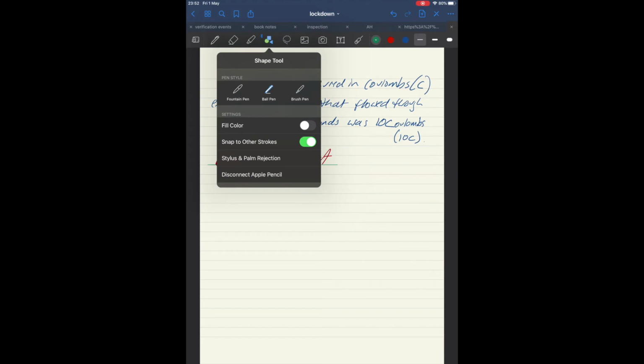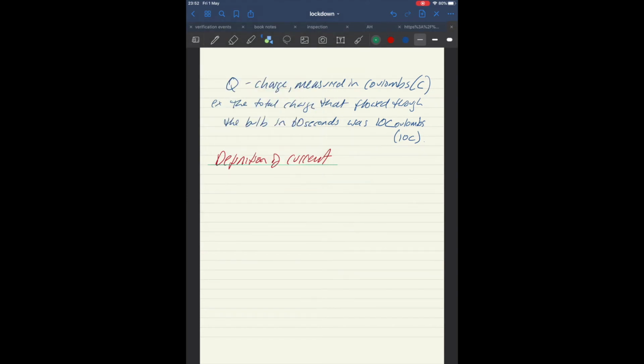Definition of current. Okay, definition of current. 1 amp equals 1 coulomb per second passing a point, or passing by. Okay, so 1 amp, I'm trying to draw a wee square around this, a different colour, let's go for blue. So 1 amp is 1 coulomb per second passing by. Right, that's an important definition.